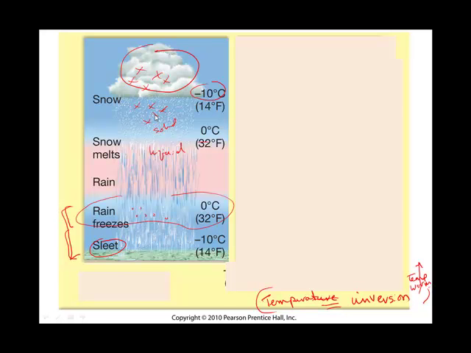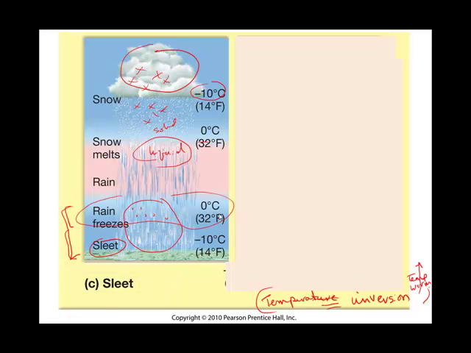So notice how it went from a solid from the Bergeron process. It warmed up and it became a liquid, rain basically, right? And then it refroze, but we don't get the Bergeron process down here. Basically, we just get little pieces of ice. Okay, we call this sleet.